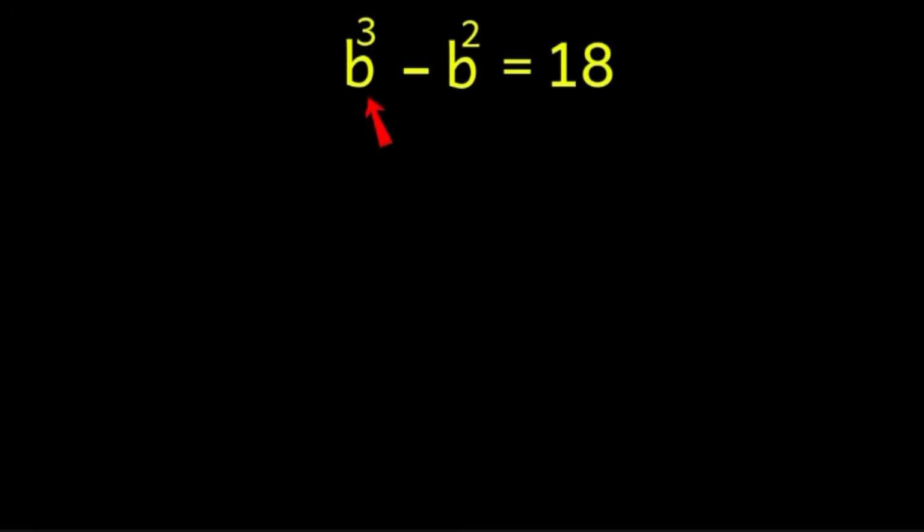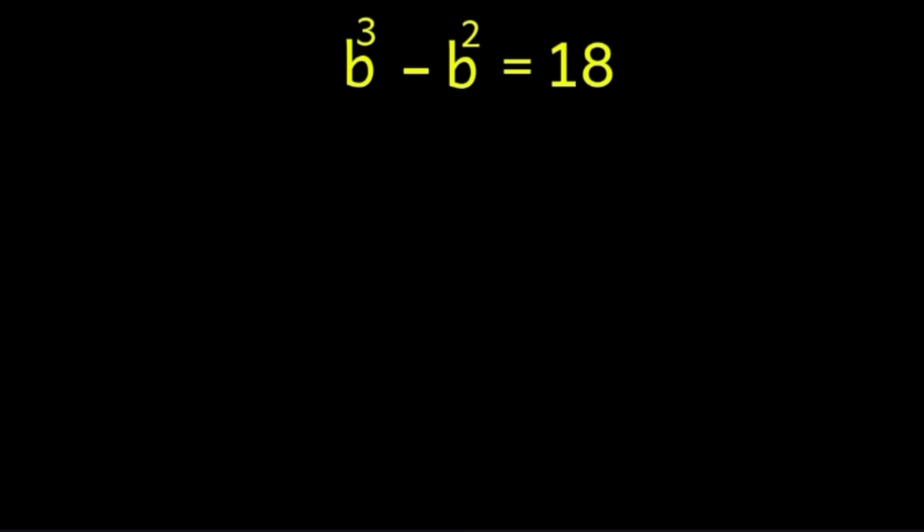b cubed minus b squared equals 18. At first glance, this might seem simple, but the key is to solve it completely and understand every step carefully. So we need to find the value of b. And if you already have an idea, pause the video and try it out yourself. Then come back and compare your solution, because this method will make everything clear.